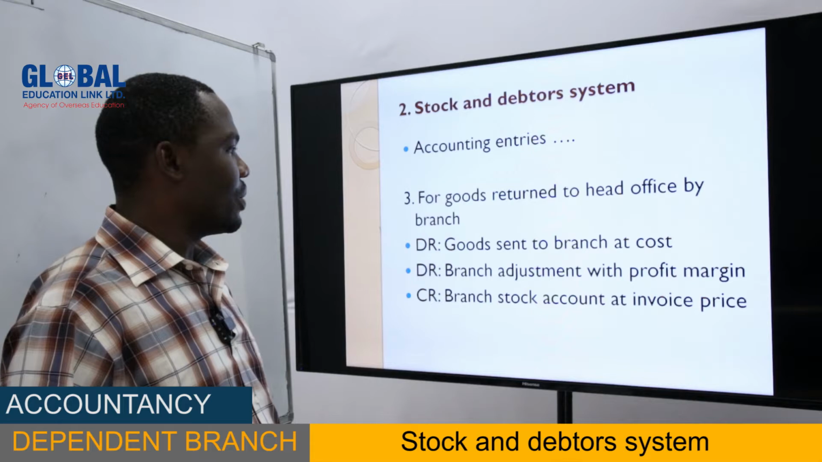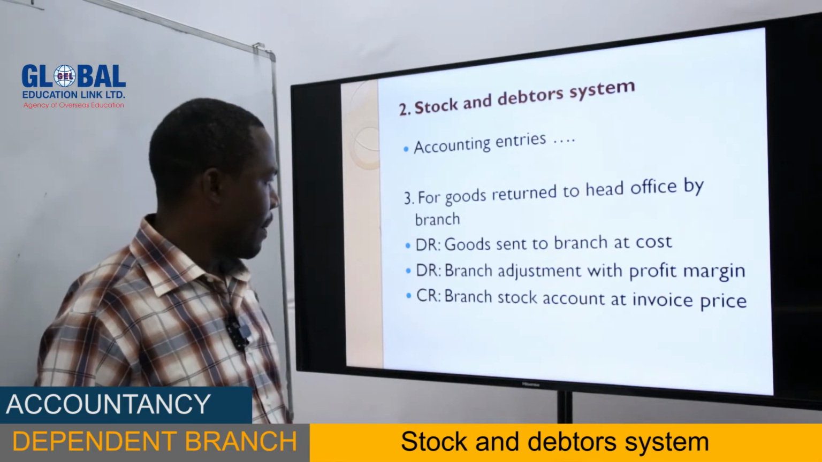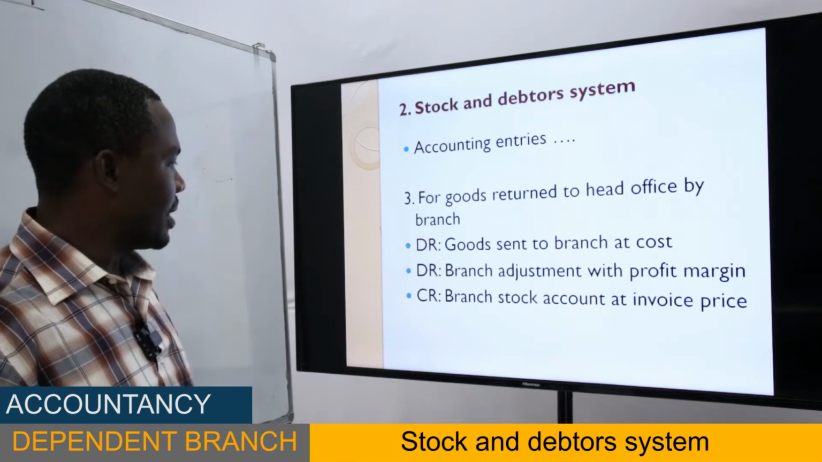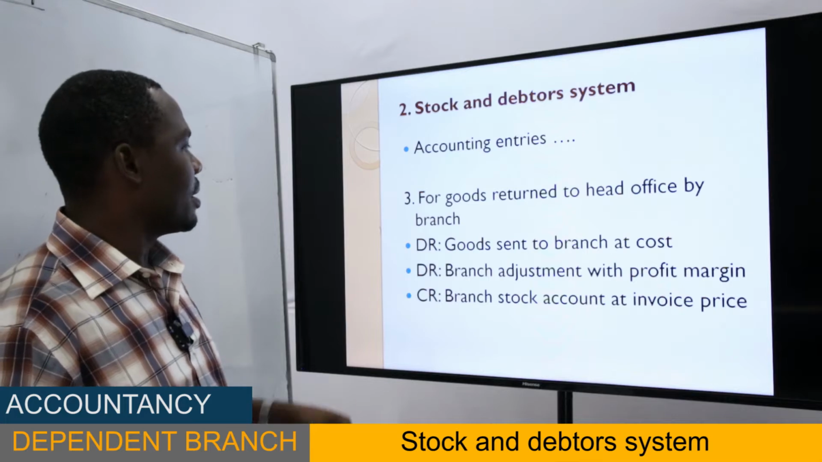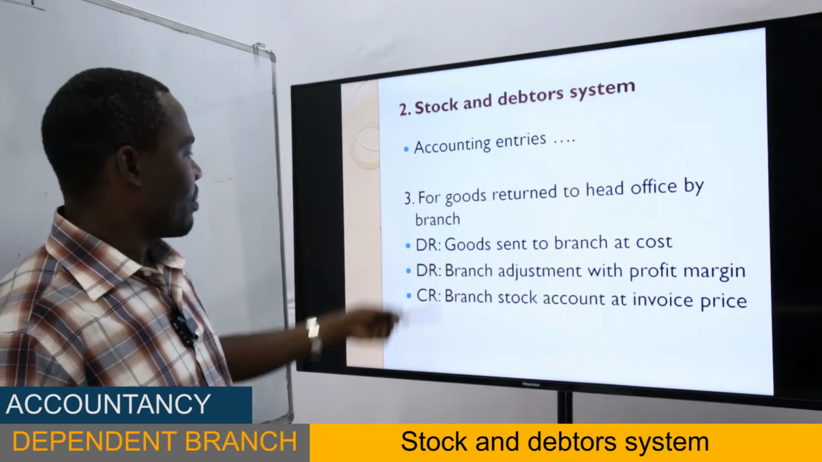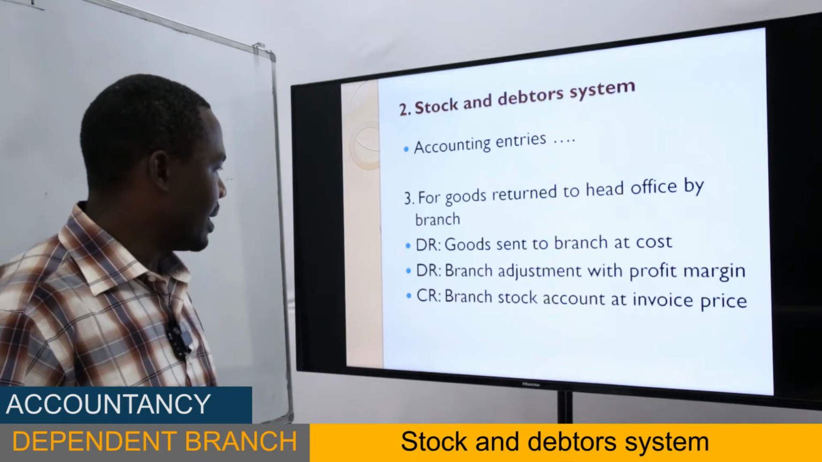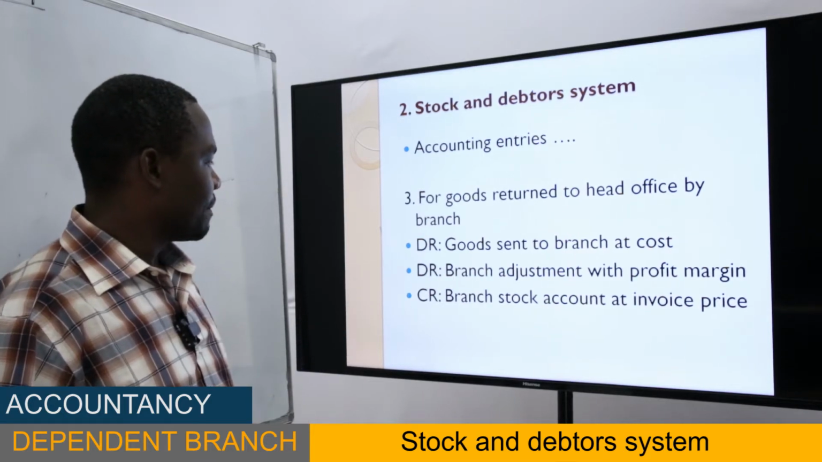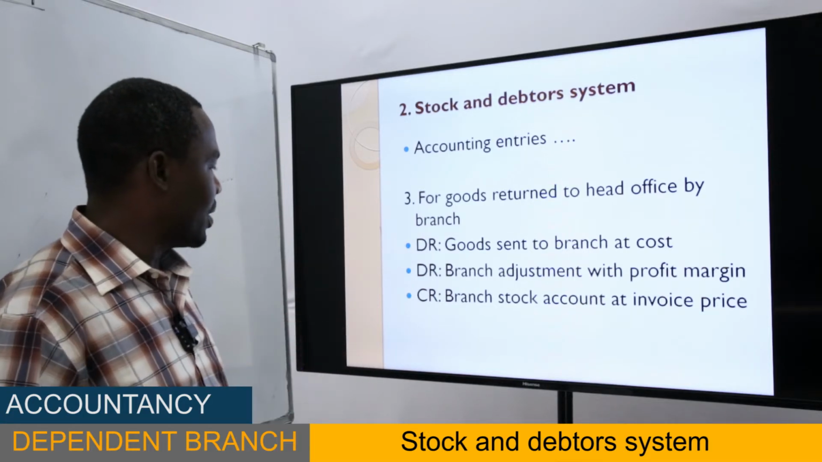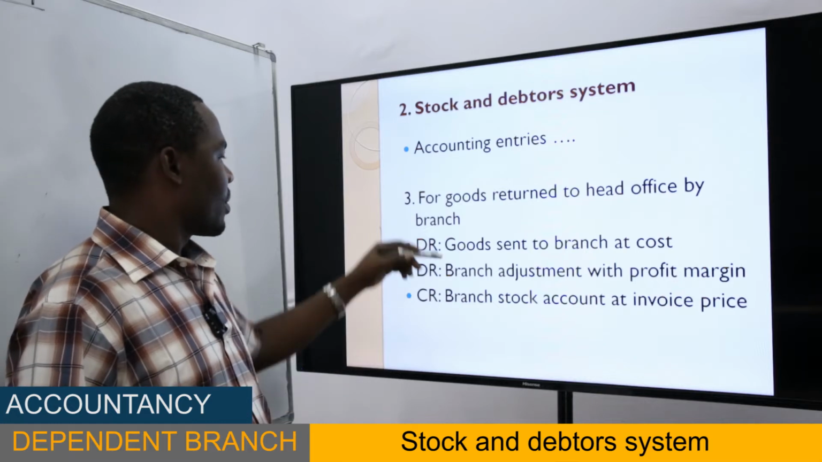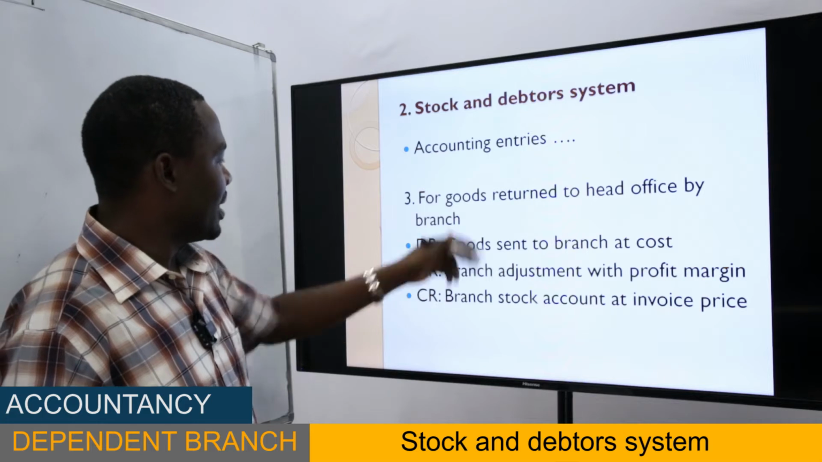So for goods returned to head office by branch, when the branch returns goods to the head office, it is the same as the previous method. But here, when goods are returned by the branch to the head office, because the goods sent will be recorded at selling price, then because the branch stock account will be recorded at invoice price, any return to the head office will have adjustments.